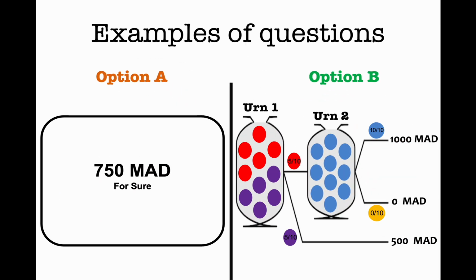Here's another example. Option A offers a certain gain of 750 dirhams. Whereas in the first urn of option B, we have 5 red balls and 5 purple balls. If a purple ball is drawn, you will receive 500 dirhams. However, if a red ball is drawn, you proceed to the next stage, where you will draw a ball from urn number 2. This urn contains 10 blue balls and no yellow balls, guaranteeing that you receive 1000 dirhams. In this scenario, the maximum amount you can win is 1000 dirhams, while the minimum amount you can win is 500 dirhams. Option A offers a certain gain, while option B offers an uncertain gain. The gains of A and B are immediate.